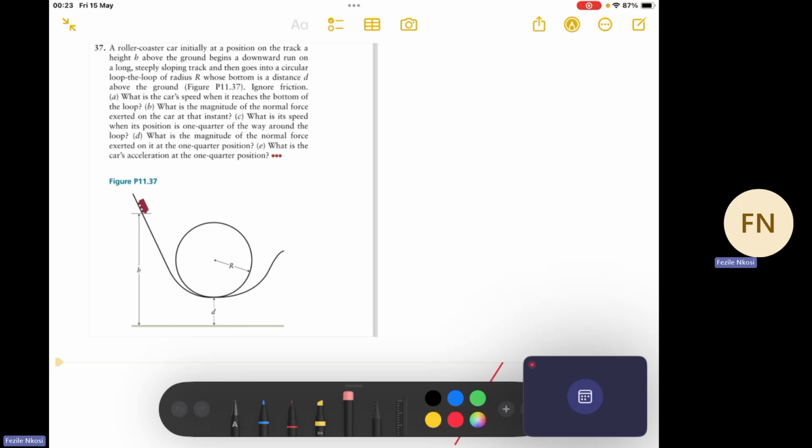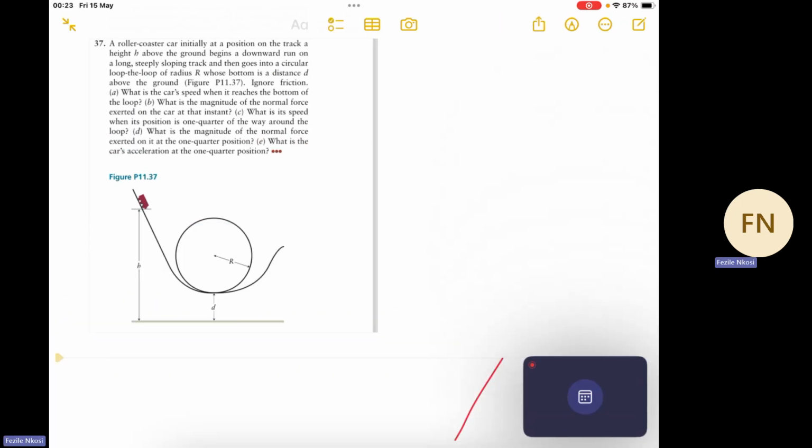A roller coaster car initially at a position on the track at height h above the ground begins a downward run on a long, steeply sloping track, and then goes into a circular loop, the loop of radius r, whose bottom is at distance d above the ground. Ignore friction. You know what that means. But we are coming back to that, or rather, let me just say, no friction.